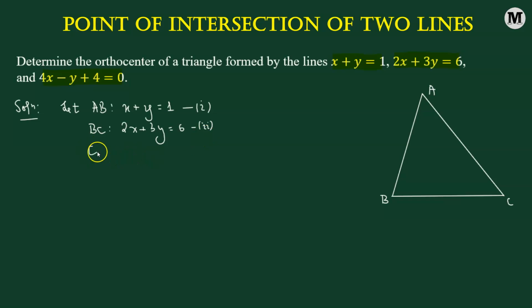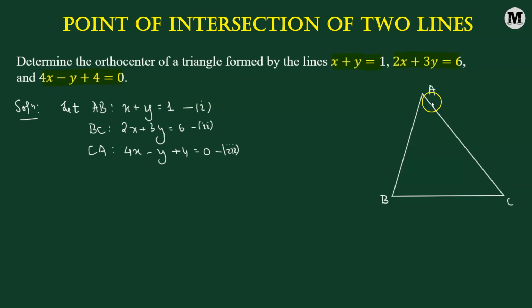And then we have the third side CA. CA is going to be represented by the line 4x minus y plus 4 equals 0. We're going to label this as number 3. Now, that is what is given to us. Using this, we need to find out the orthocenter. That means the coordinates of the orthocenter of the triangle.